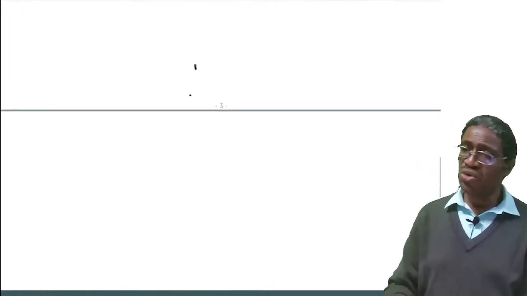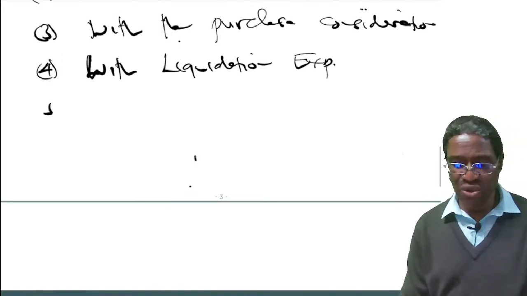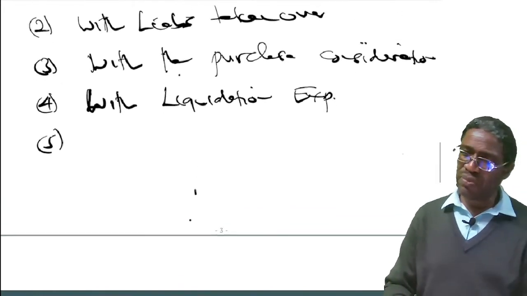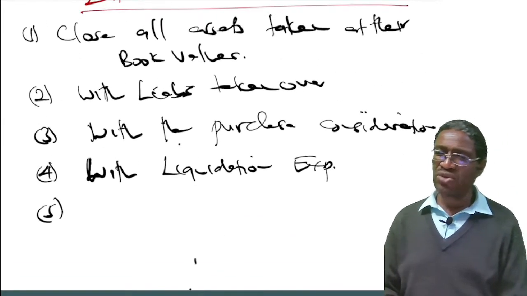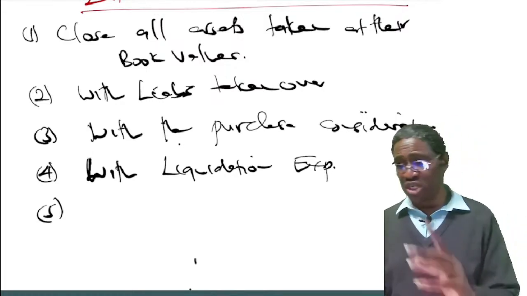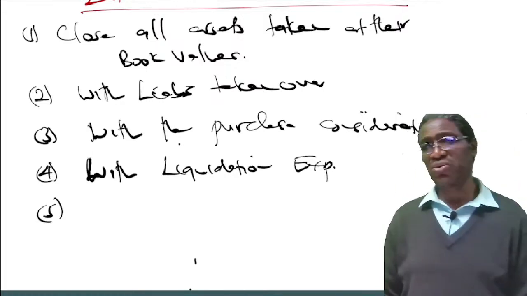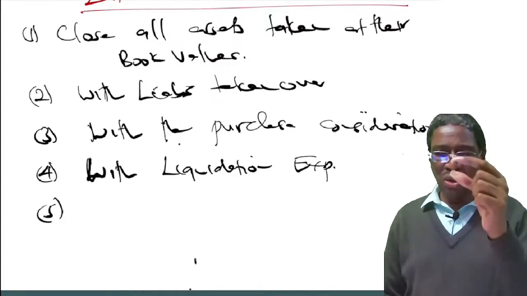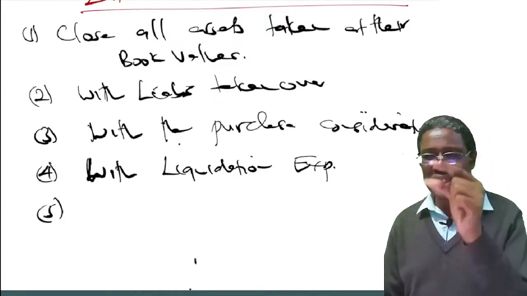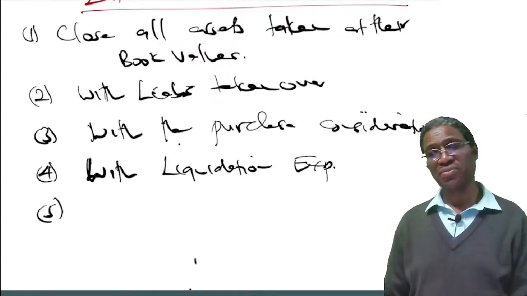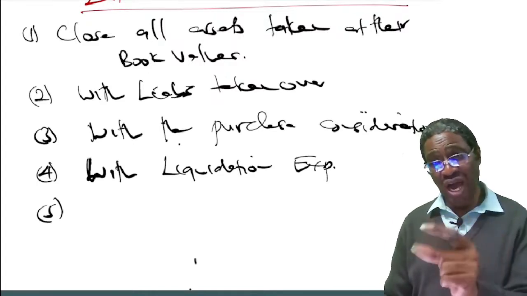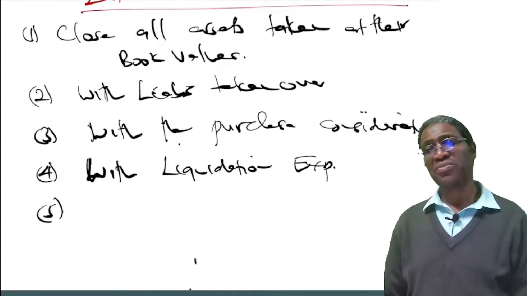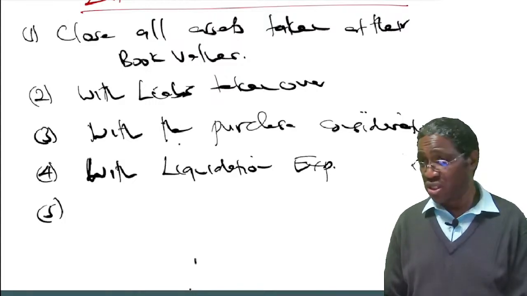Good. Let me go to step number 5 now. For step number 5, I want to take you back to step number 1. Number 1, we have said, close all assets taken over by the purchasing company.